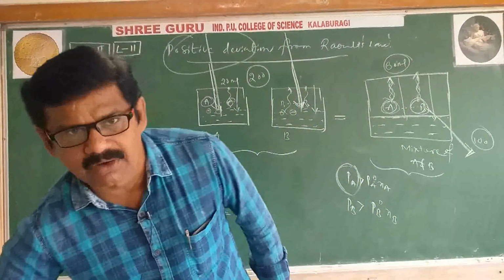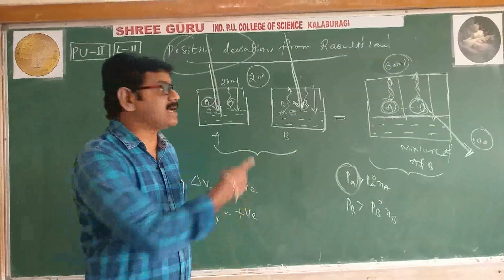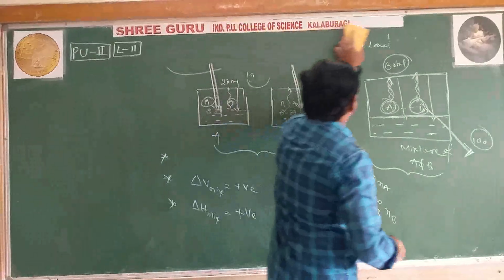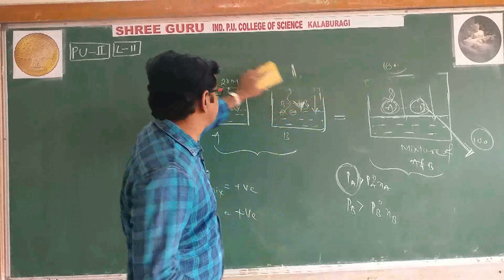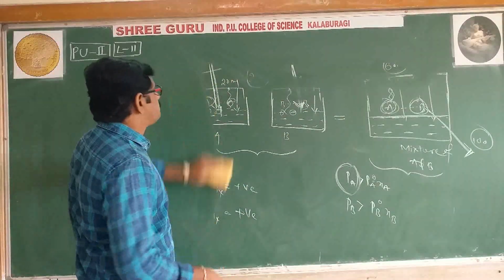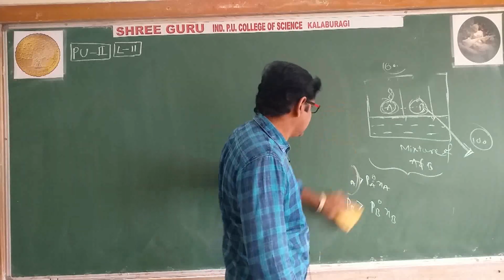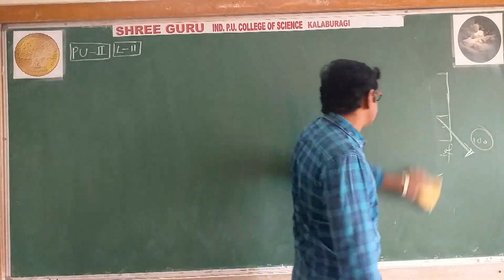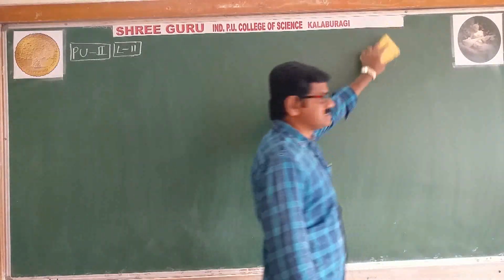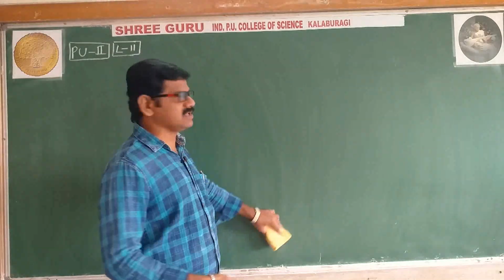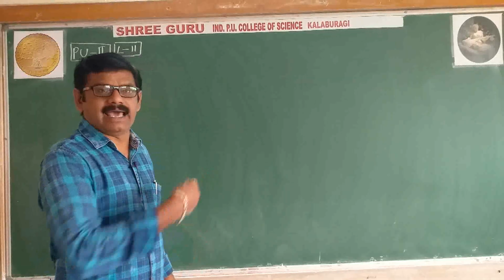Now we'll discuss some examples as well as the graphical representation. First I'll explain the graph, after that I will see the examples. Positive deviation graph, let's discuss now. Yesterday I explained the graph for ideal solutions. First I'll copy the graph as it is here, whatever graph I have taken for ideal solutions.